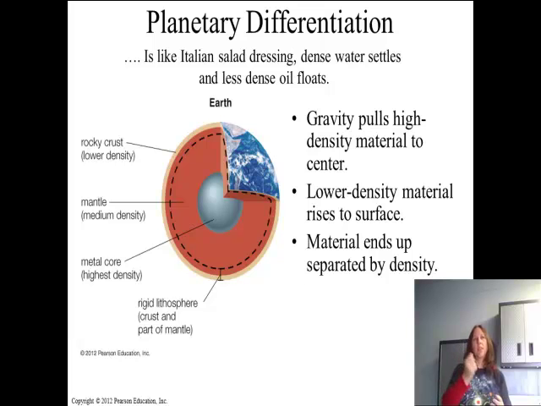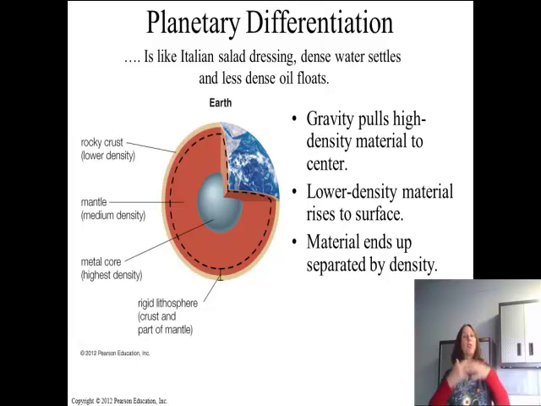Salad dressing, if you shake it up, the water layer sinks and the oil layer floats after you stop shaking it, because of their densities. And in the same way, the dense material sank to the centers of all of these planets. So we ended up with very similar structures.